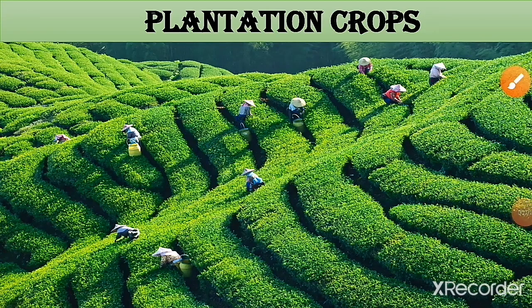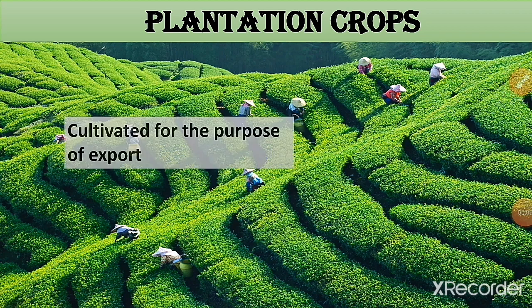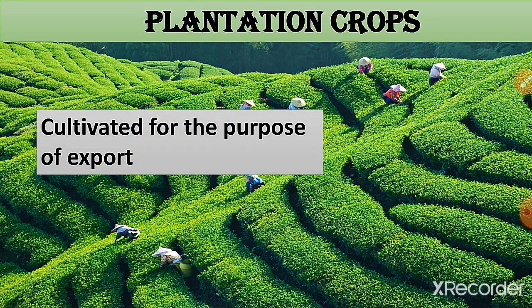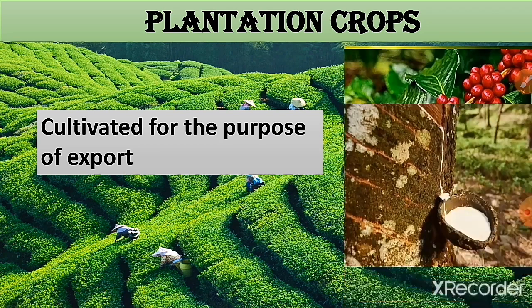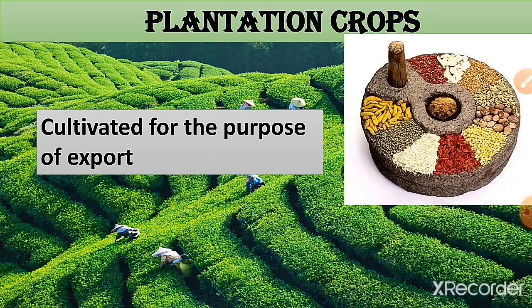Next, plantation crops. Plantation crops are cultivated for the purpose of exports. These are cultivated in large estates on hilly slopes. Cultivation near the coast is preferable as it facilitates export. So the crops like tea, coffee, rubber, spices are considered as plantation crops. Let's see one by one.